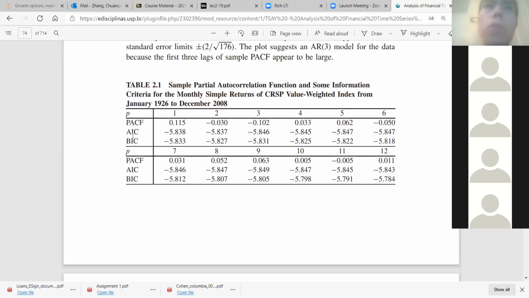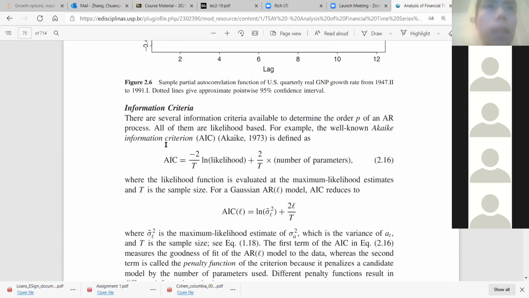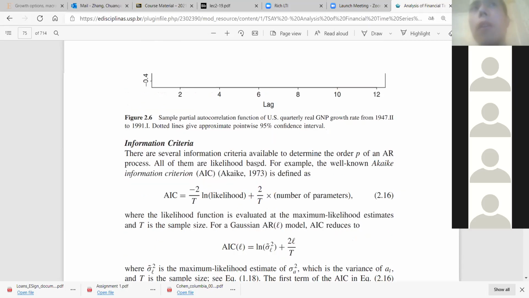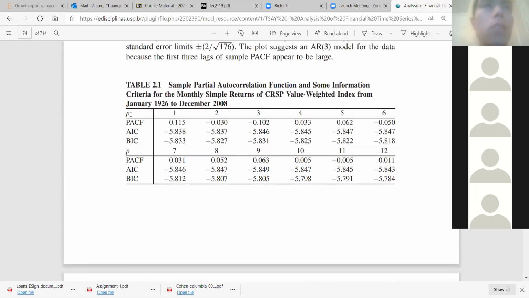Although the textbook gives you some formula like this, you don't need to understand the mathematical theory because we are not statistics majors or in a statistics master's degree. We just need to understand that the AIC, the so-called information criteria, is a criterion that helps us select which lag we want to include in the AR model. For example, here, the computer usually will generate AIC and BIC values for each lag, right?